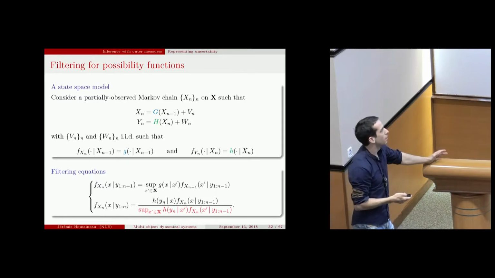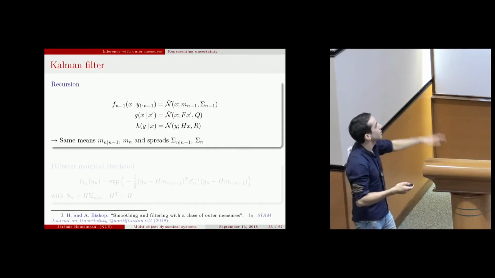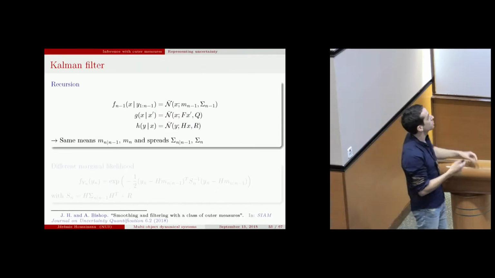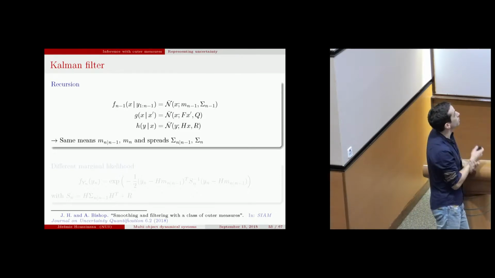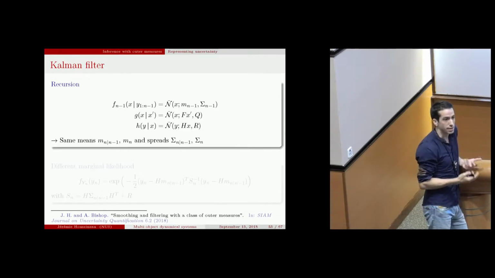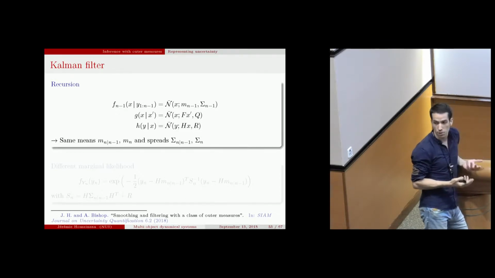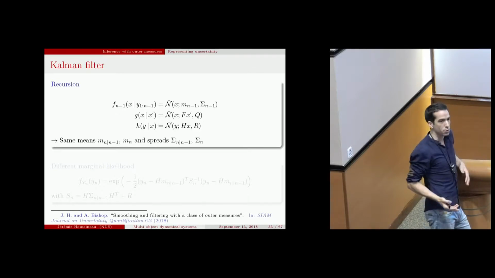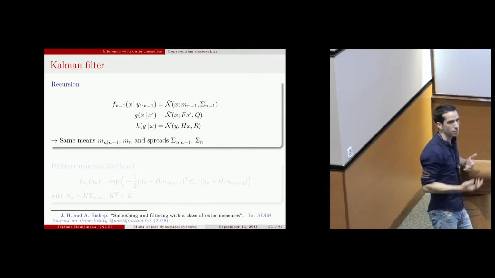So now, let's try the Kalman filter, right? That's natural. That's work I did with Adrian when I was visiting him in Australia last year. We just plugged in our Gaussian possibility functions and did the usual stuff. As a result, you get exactly the same mean and the same variance as the Kalman filter. Whether you write it with probabilities or with possibility functions, the Kalman filter is the Kalman filter.